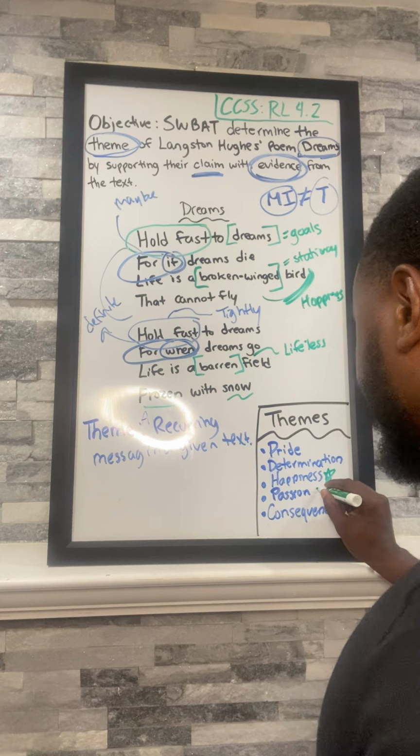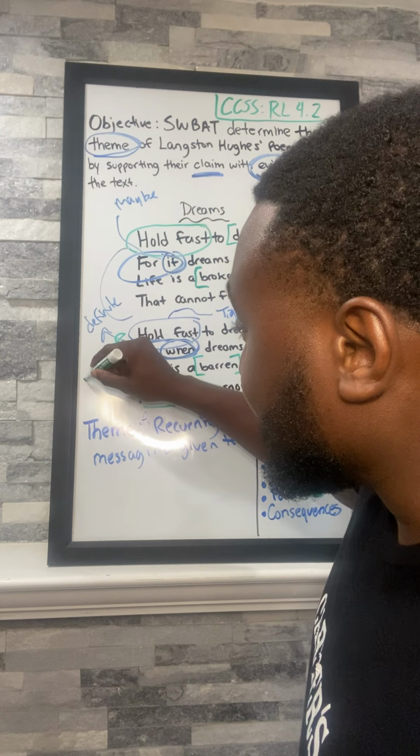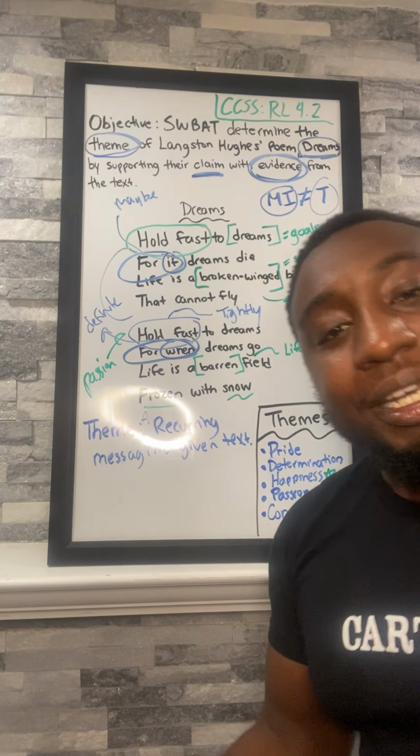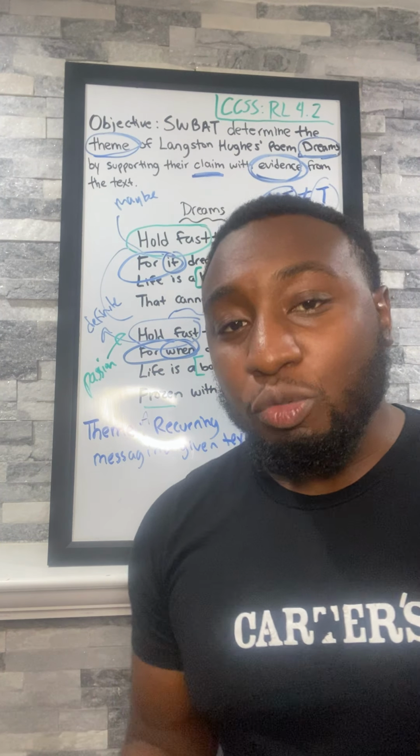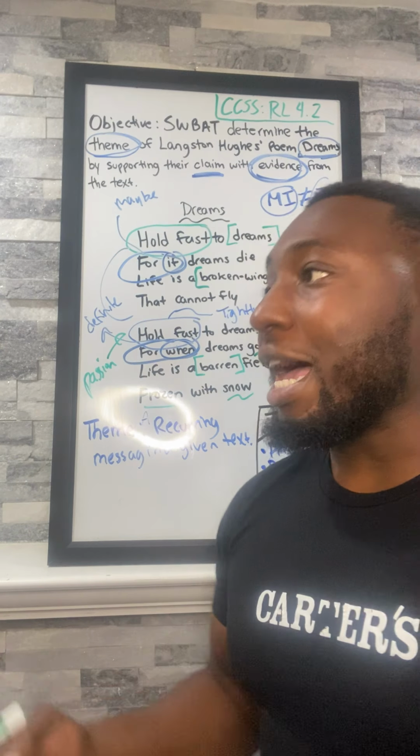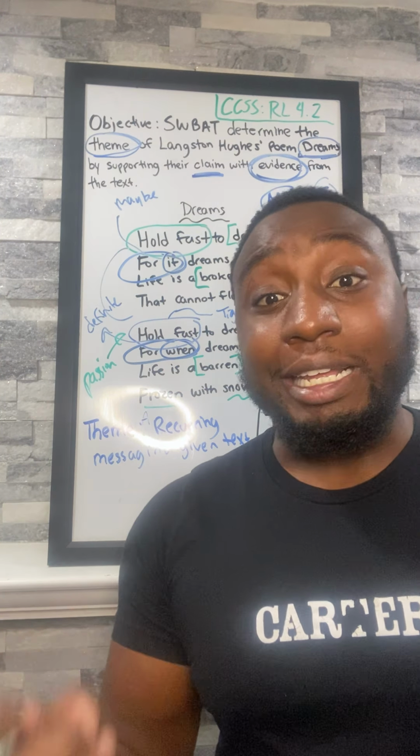So what about passion? Hold fast. That's linked to passion. See how we're linking that to evidence in the text? That's how you get a 4 or 5 on the AP. That's how you do exceptionally on these tests. That's how you get scholarships. That's how you go far in your academic life, by providing evidence from the text.